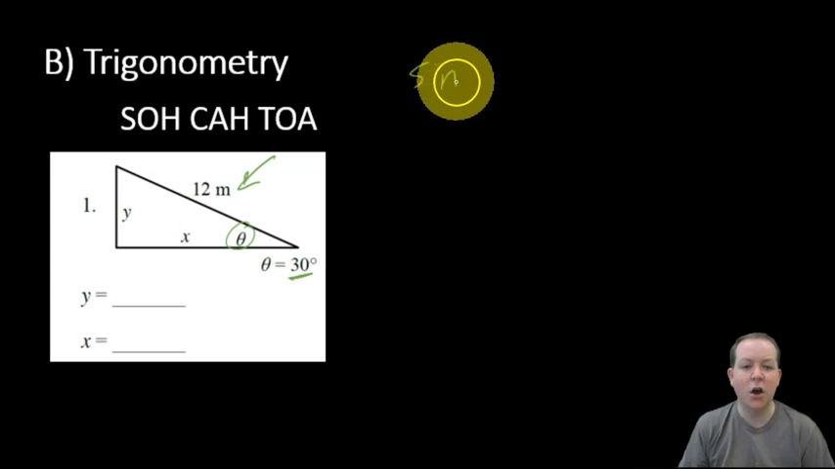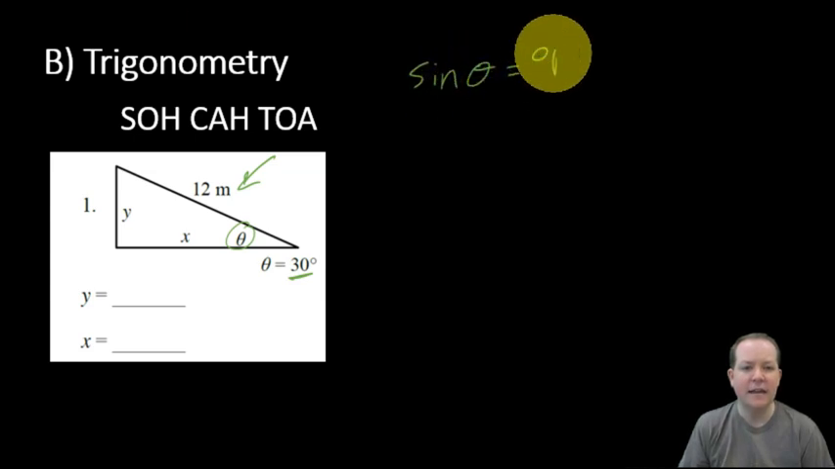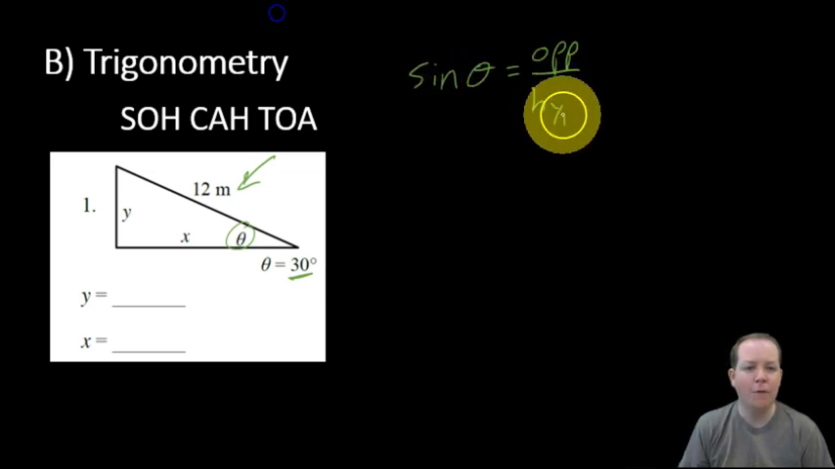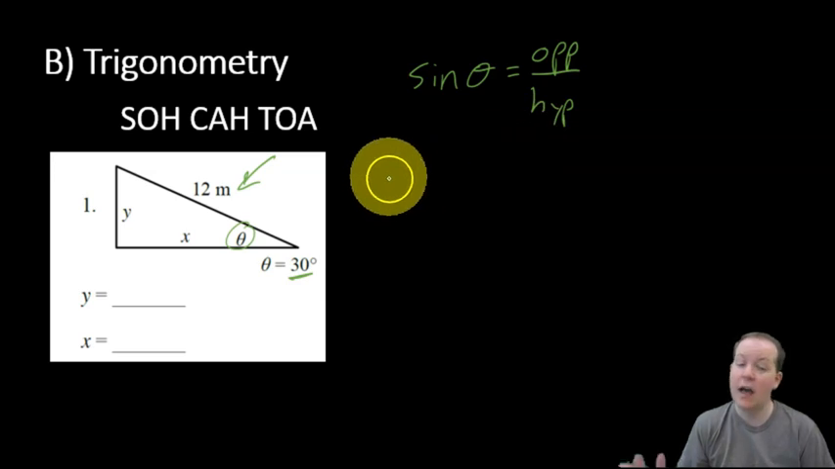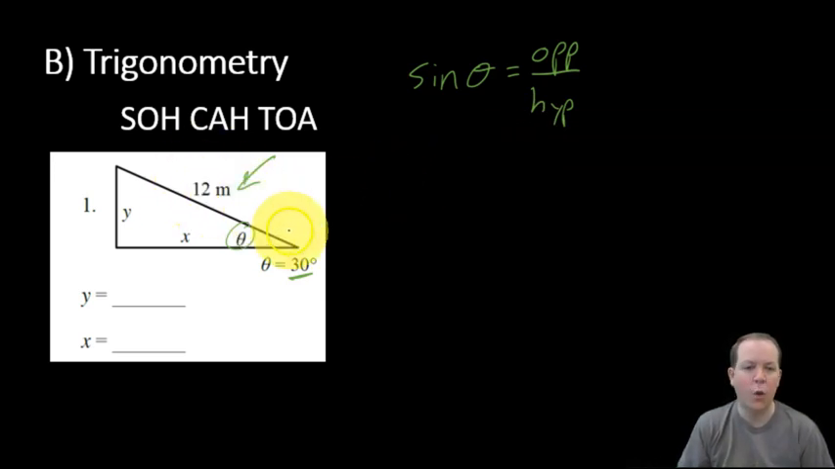SOHCAHTOA means that the sine of theta is equal to the opposite over the hypotenuse. What does opposite mean? If this is my angle here, theta, opposite is the side of the triangle that's opposite. That would be y. Hypotenuse is just the hypotenuse of the right triangle. That would be this 12 meters. So let's say I was trying to solve for y. In my head, y is here, on the opposite side. I know the opposite and hypotenuse. So to figure out y, I'm going to go like this.